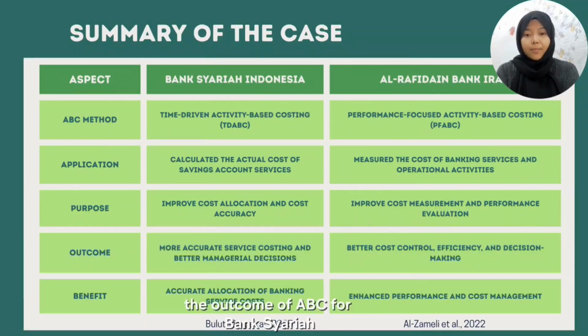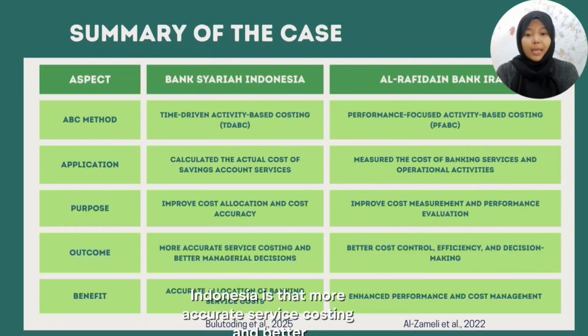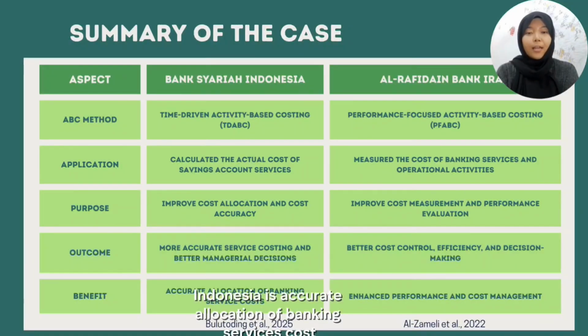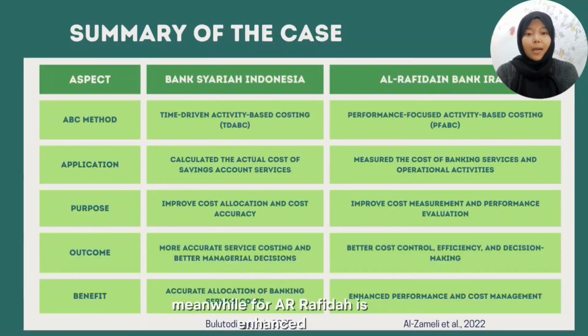The outcome of ABC for Bank Syariah Indonesia is more accurate service costing and better managerial decisions. Meanwhile, for Arafidan is better cost control, efficiency, and decision making. Lastly, the benefit for Bank Syariah Indonesia is accurate allocation of banking services cost. Meanwhile, for Arafidan is enhanced performance and cost management.